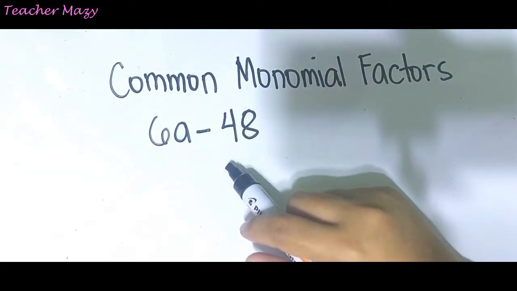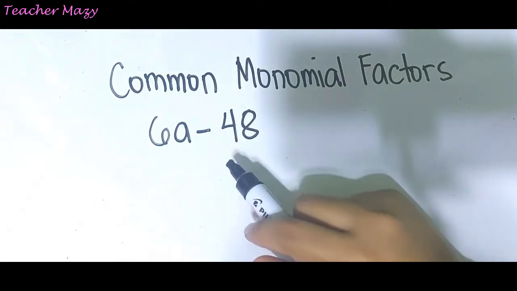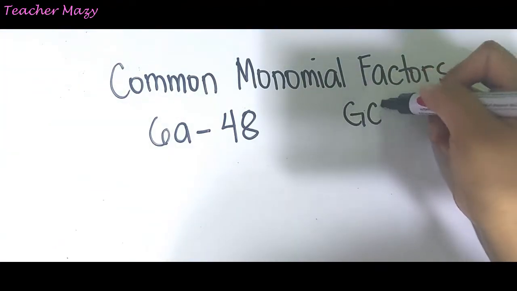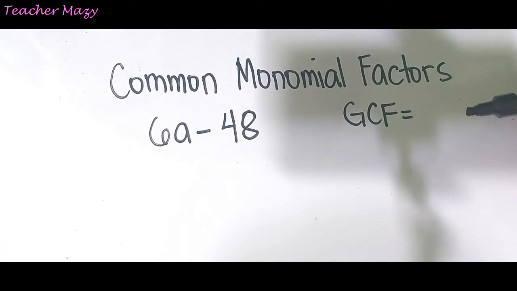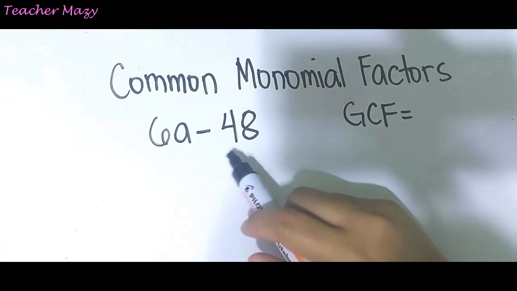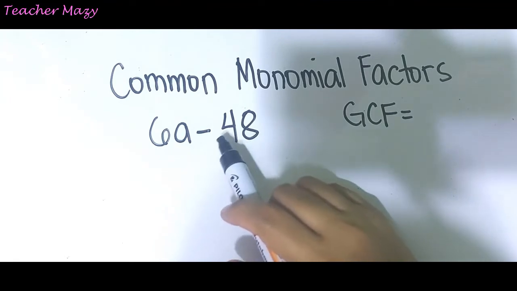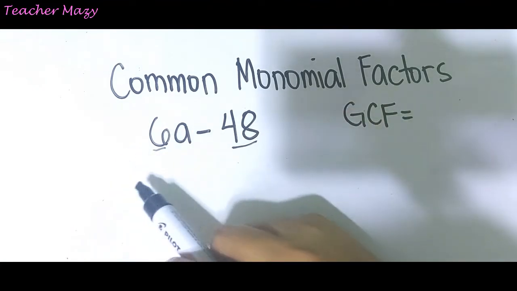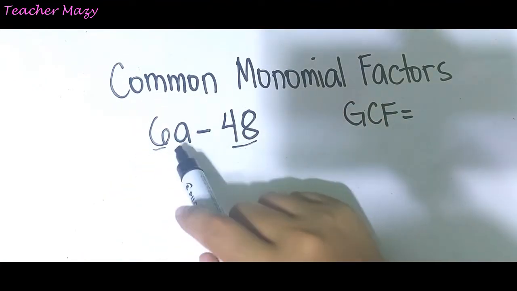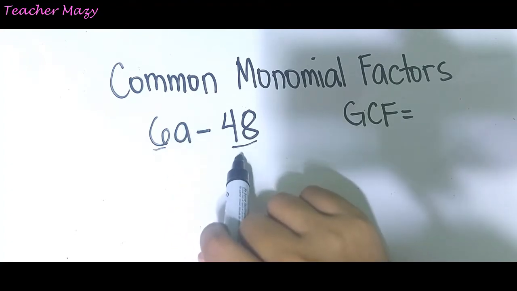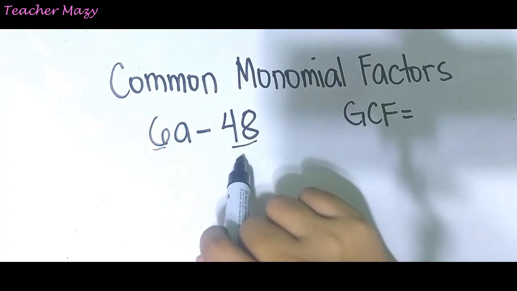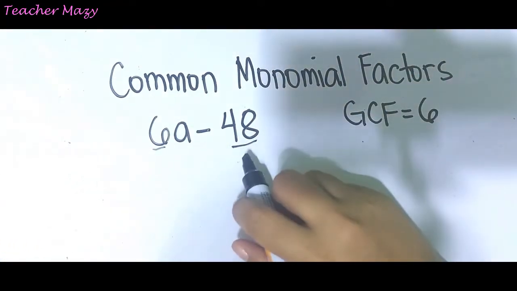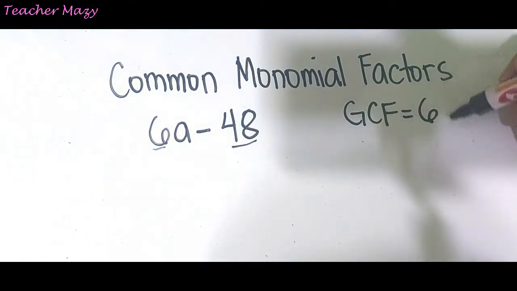First, we need to find the GCF. Are you familiar with that? The GCF is the greatest common factor for each term. So we have 6a minus 48. Let's focus on the numerical coefficient and the constant first. Between 6 and 48, what is the greatest common factor? That will be 6, since 6 and 48 are both divisible by 6.